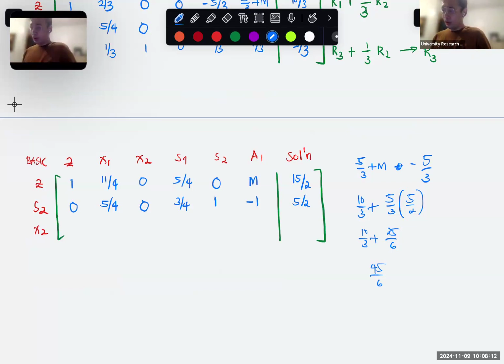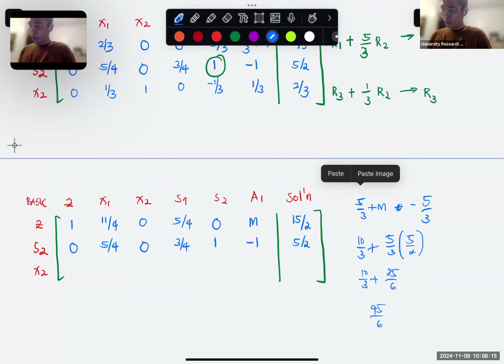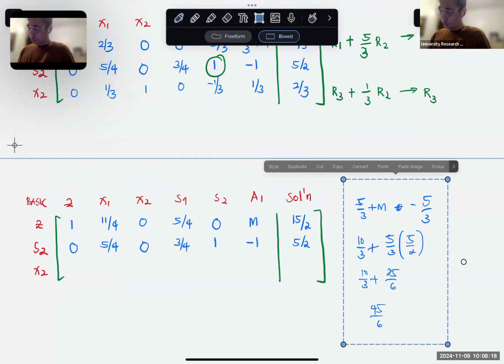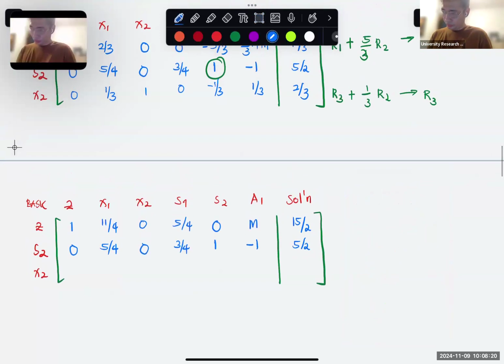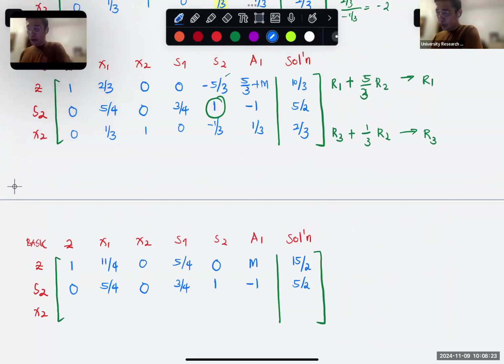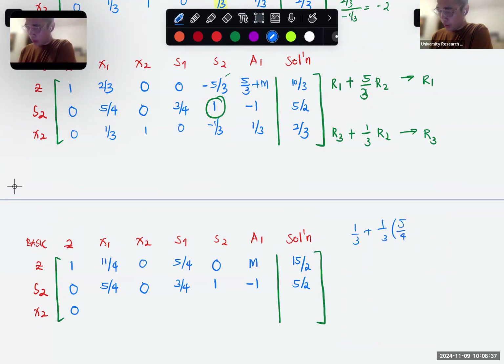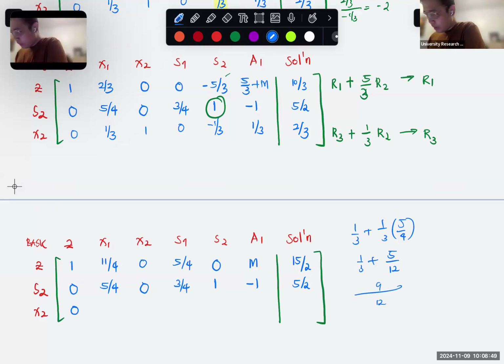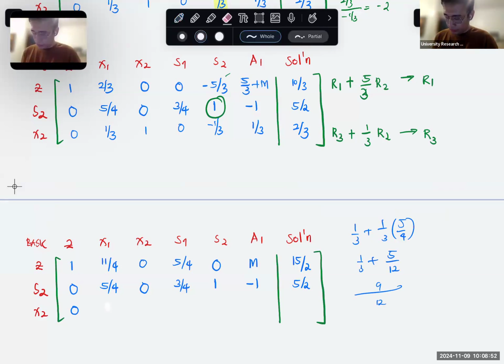And then for the last row, we have R3, so 0, R2 is 0, so this is 0. So 1/3 plus 1/3 times 5 over 4. So 1/3 plus 5 over 12. So 12, 4, 9 over 12. That is divisible by 3, so 3/4.